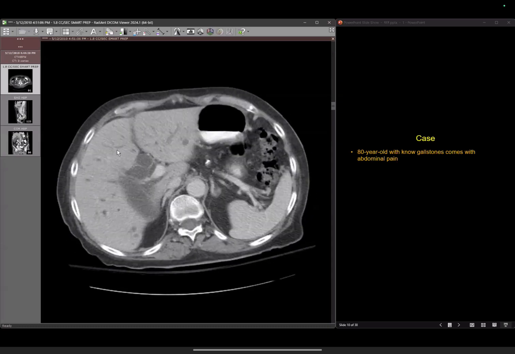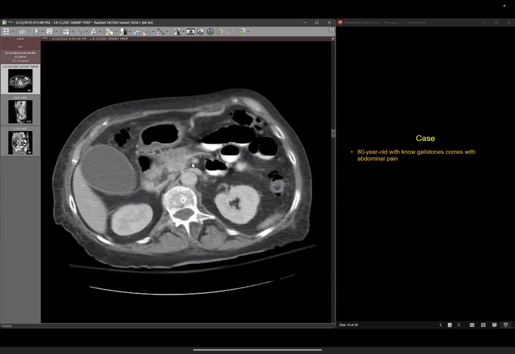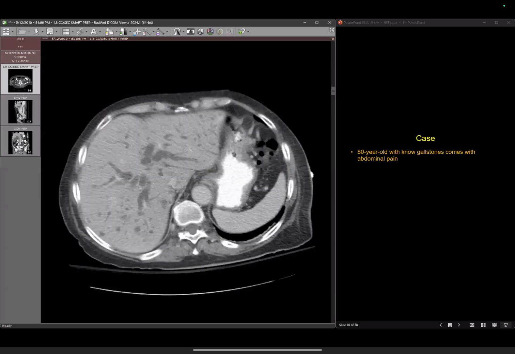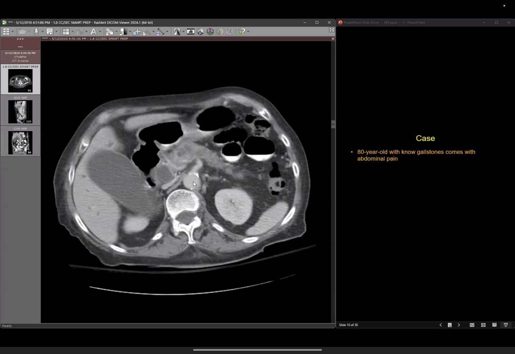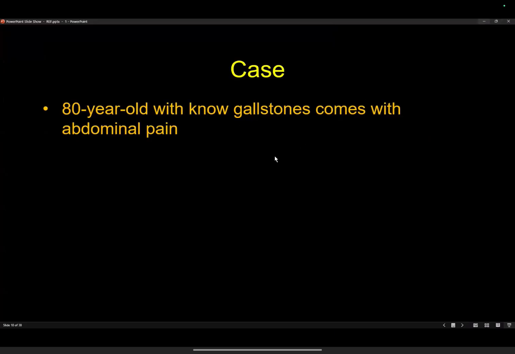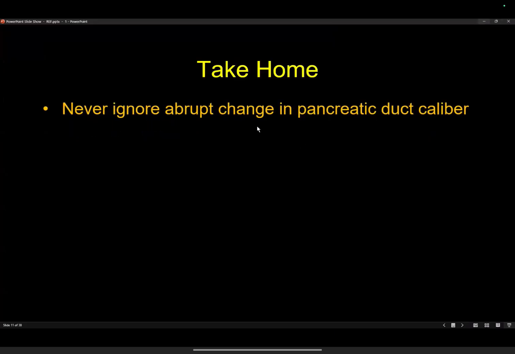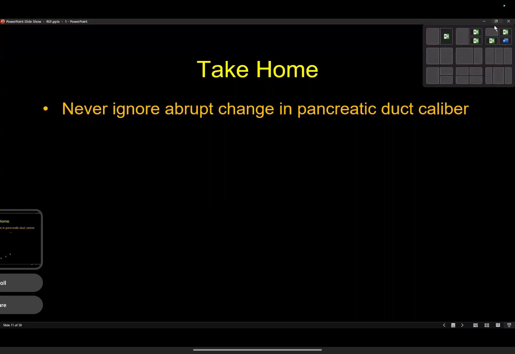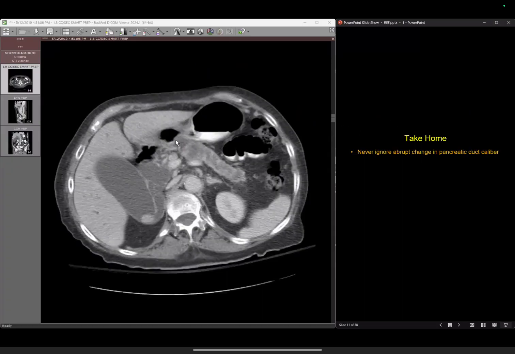These are the images, and you can see now we can see a hypoenhancing lesion. So clearly that was missed. If it had been caught at that point, the patient probably may have done better. So the take-home point here is never ever ignore an abrupt change in pancreatic duct caliber. Always raise a concern. You would rather be proven wrong, rather than miss an early adenocarcinoma. So that's the take-home on this case.